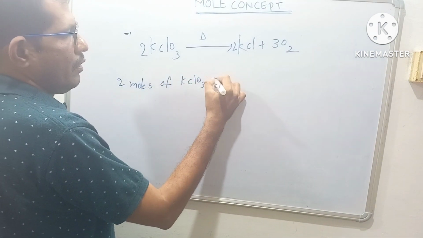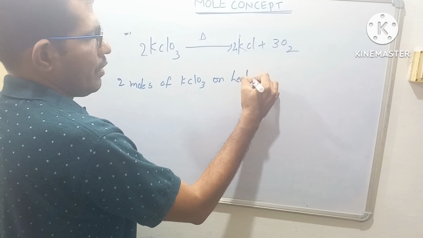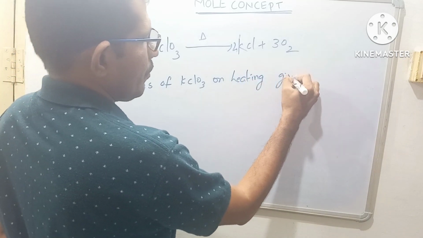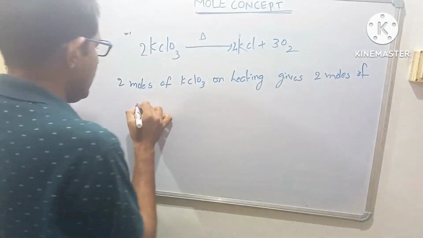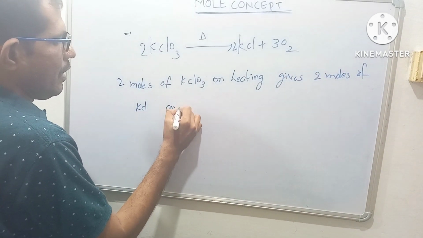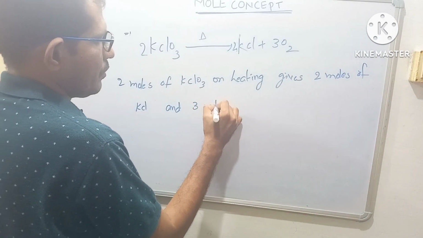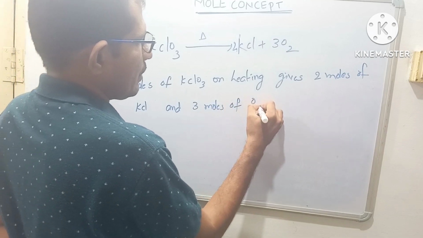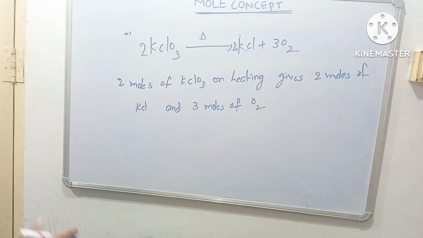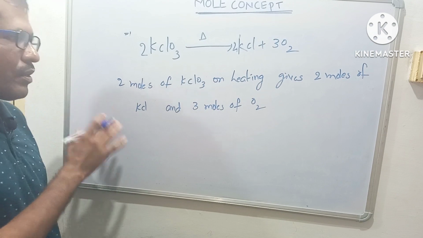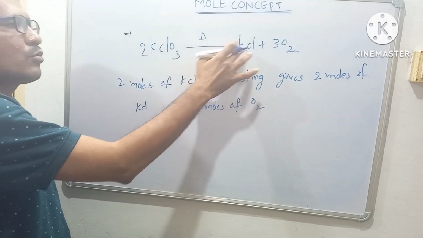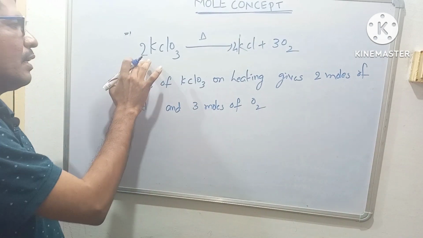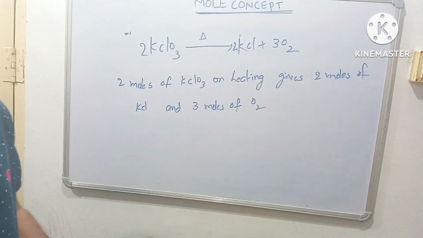on heating gives 2 moles of KCl and 3 moles of O2. Like that you need to understand. In stoichiometry, if he gives a chemical equation, you need to understand it like this, right? So this corresponds to mole. If nothing is there, just assume that there is 1, right?